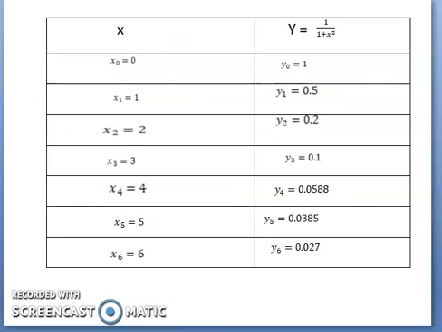See in the table, these are the ordinate values y0 and y6. This is the first ordinate, that means y0 equals 1, and this is the last ordinate, y6 equals 0.027. And what are the intermediate ordinates? The rest of these ordinates, other than y0 and y6, are known as the intermediate ordinates of the y series, that means y1 to y5.